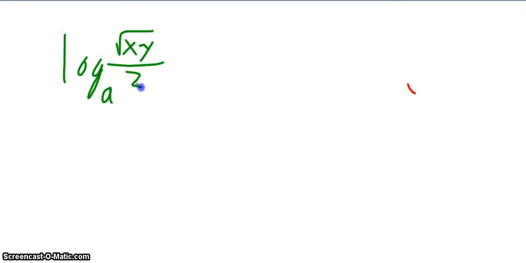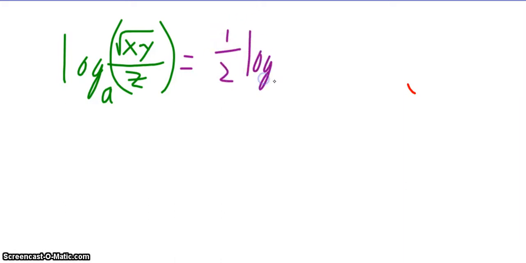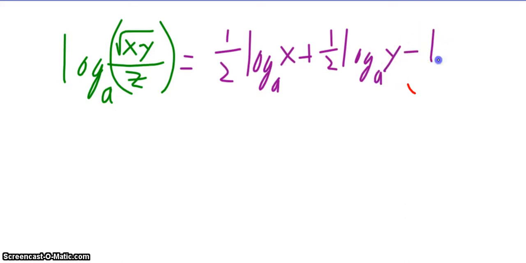For example, if I have something like log base a of the square root of x times y over z, this will expand into 1/2 log base a of x plus 1/2 log base a of y minus log base a of z. The 1/2 in front comes from the square root, which is an exponent of 1/2.